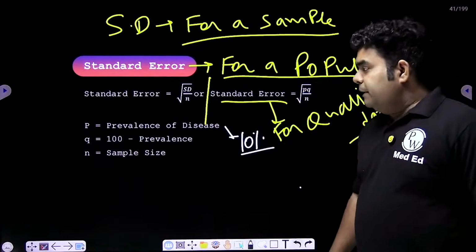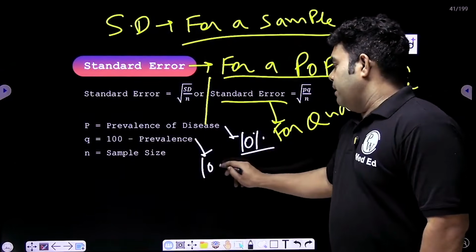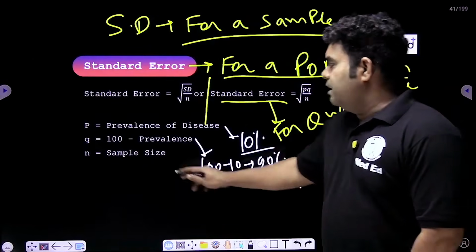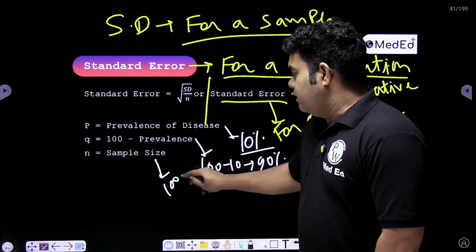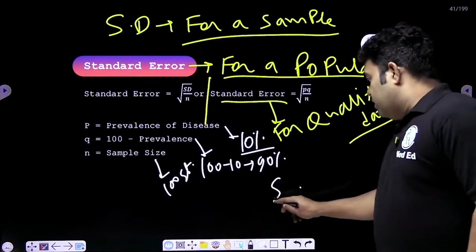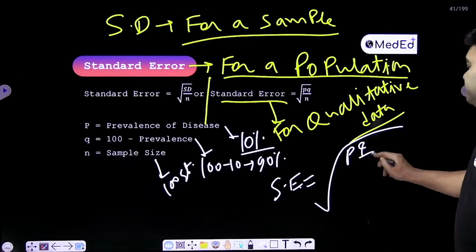10% students have anxiety. So what will be the Q? Q is 100 minus 10. 100 minus 10 will be 90%. And suppose in your class there is a total sample size of 100 students. So you can find the standard error from here. What is the formula of standard error? Under root PQ by n.